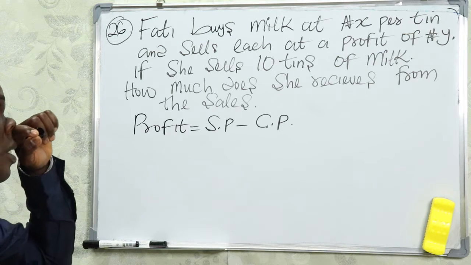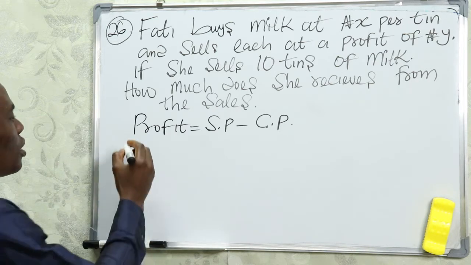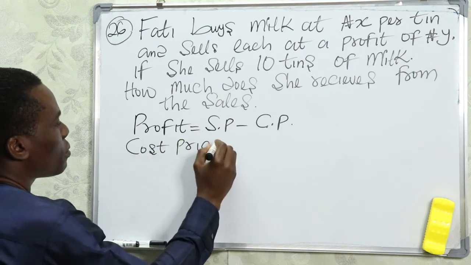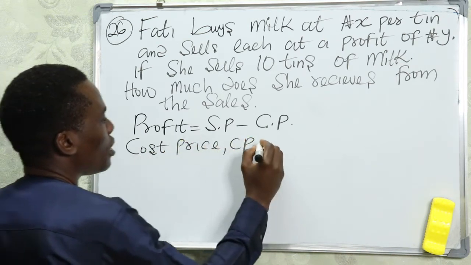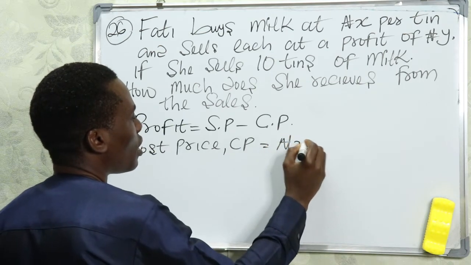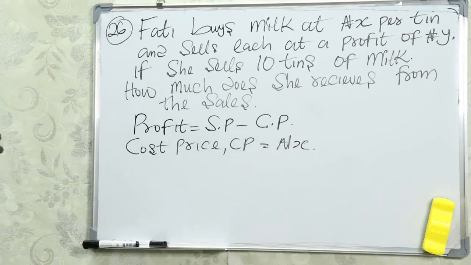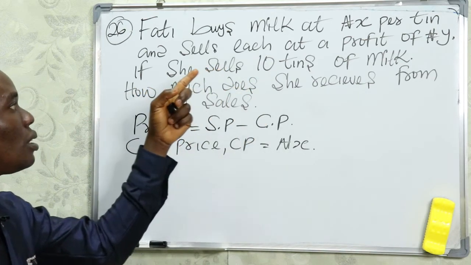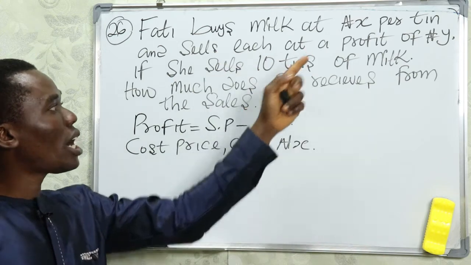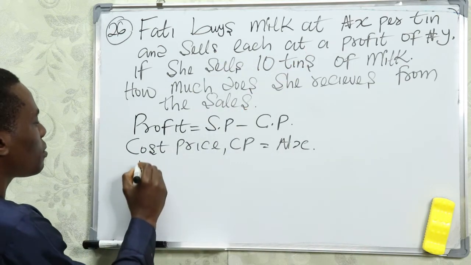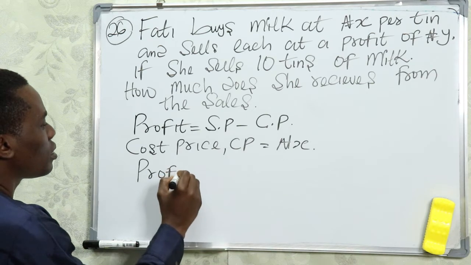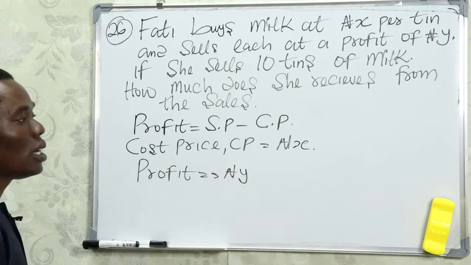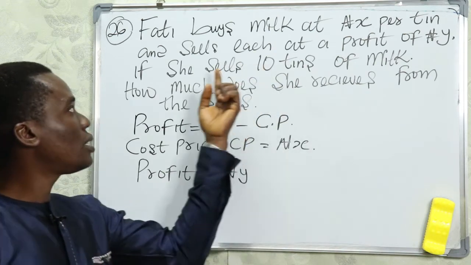Now at what cost does Fatih buy the milk? The cost price, which is CP, is equal to X naira. Now the question is, how many tins of milk did Fatih buy? Here she sells each at a profit. Now the profit Fatih made is Y naira.